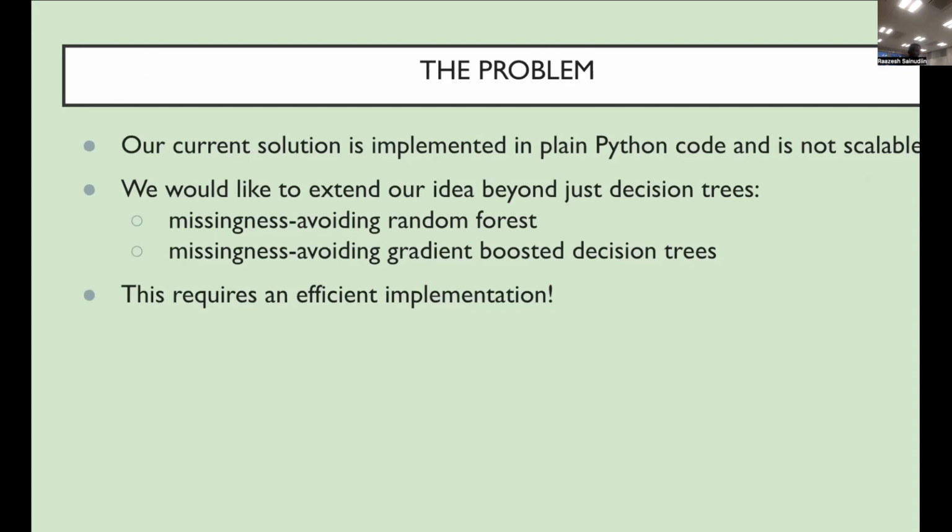our current implementation is based on plain Python code, and it's not very scalable. So we would also like to extend this idea beyond just decision trees. You can also think of missingness avoiding random forest models or gradient boosting models that avoid relying on that. And as you understand, if you have many trees or a gradient boosting model, you would need an efficient implementation. That's where the course is handy.